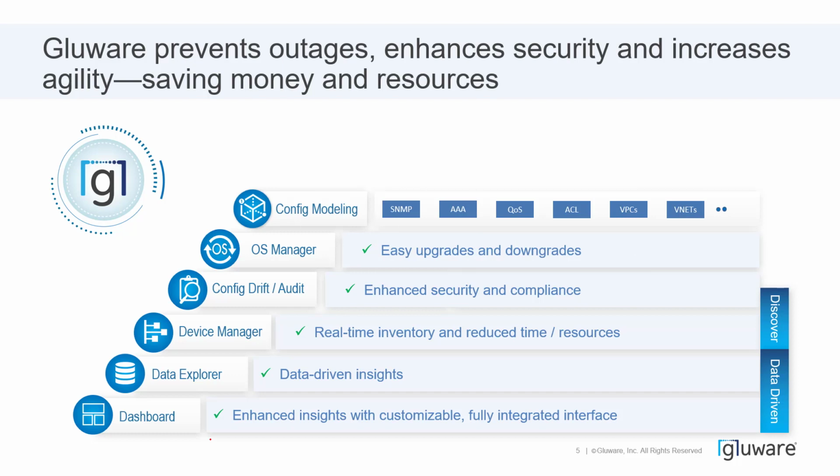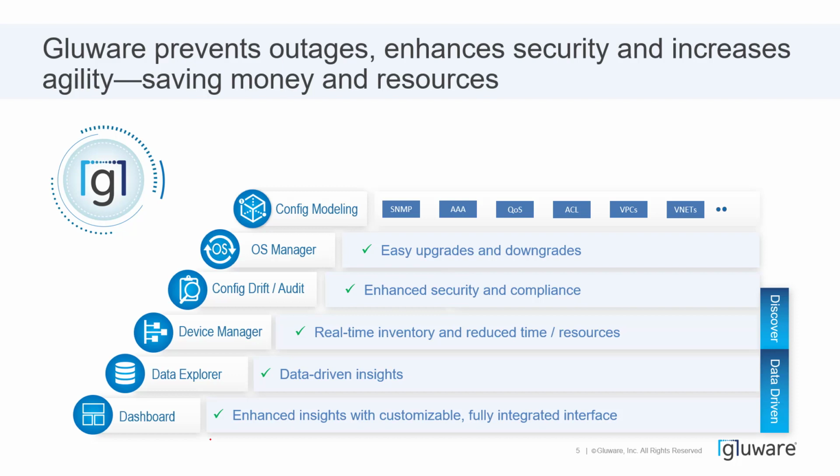Config modeling, we kind of refer to it as our superpower. It's really the key differentiator of Gluware in terms of things that no one else can really do in the industry, in that we are able to deconstruct a monolithic CLI config file and break it up into individual features that are ultimately defined in data models within our platform. The user doesn't have to know it. As long as you understand the configuration that you want across various features like SNMP or AAA or QoS, you define it in Gluware as a policy.